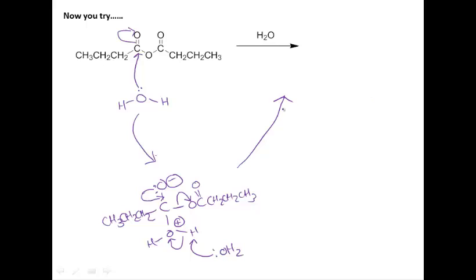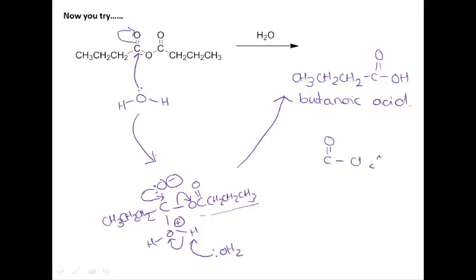We'll have a look at what that looks like. Here's our product. So butanoic acid. Look at what we lost, which was this bit here. We lost this ion, the butanoate ion, which in reality will become butanoic acid.